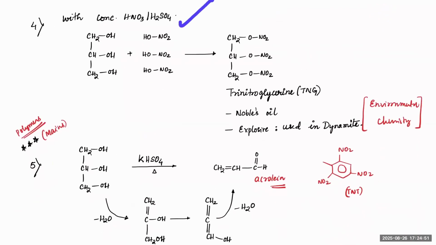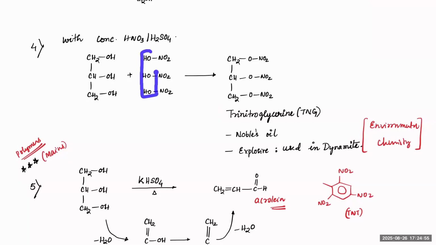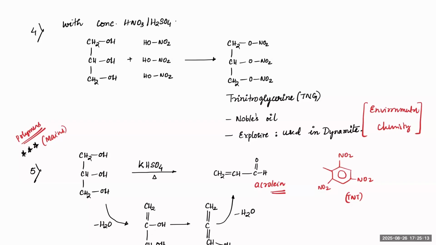With concentrated HNO3 and H2SO4, basically all of this OH and this H, just like esterification, you remove H2O, and you will get the O-nitro group here. This is called trinitroglycerine. And trinitroglycerine, TNG liquid, is nothing but a dynamite, an explosive. Got it? Clear? Just like RDX, this is also used as an alternative, TNG.